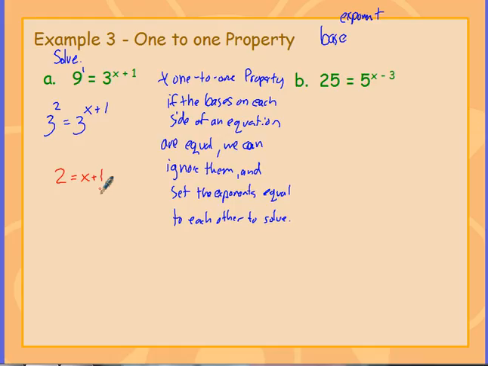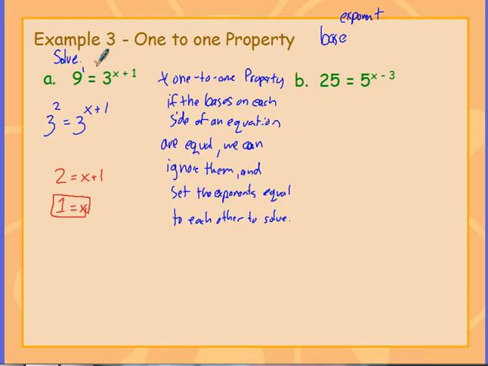Now it's just an algebra problem. Kaylee says subtract 1, so x is equal to 1. And you can always go back and check. If x is 1, this says 1 plus 1, which is 2, so 3 squared is equal to 3 squared. Does everybody see how that works?